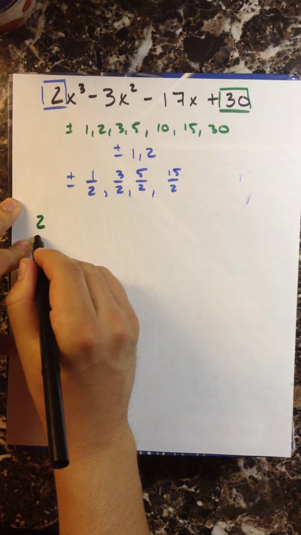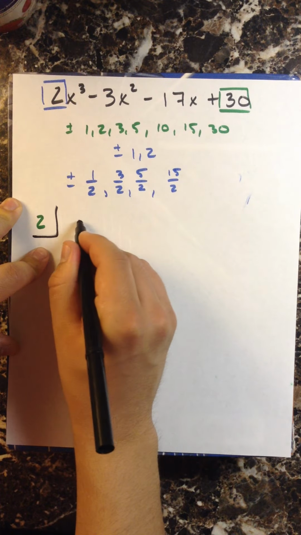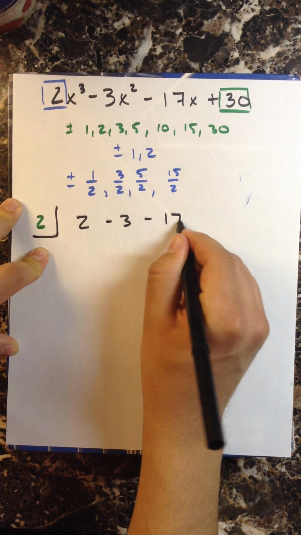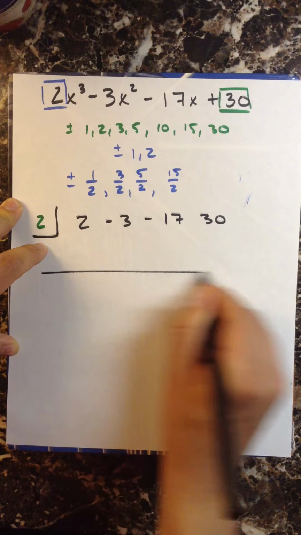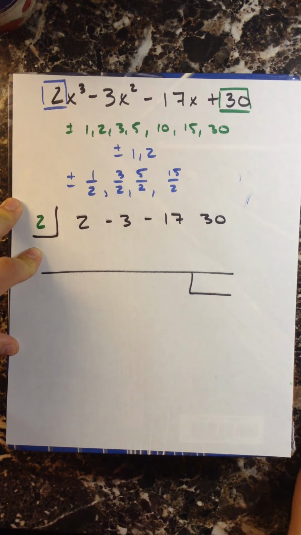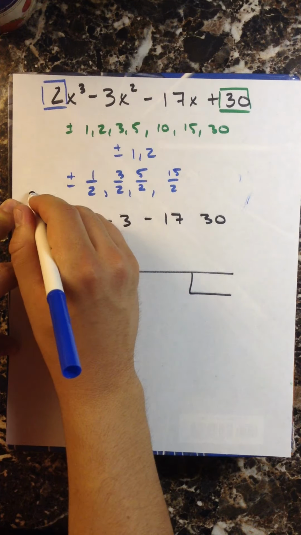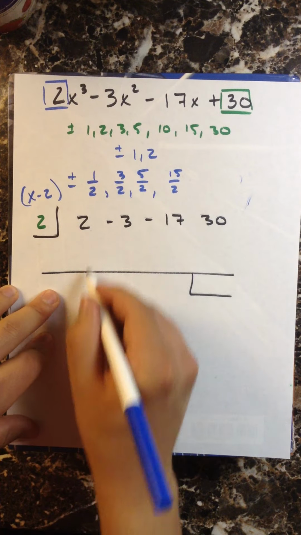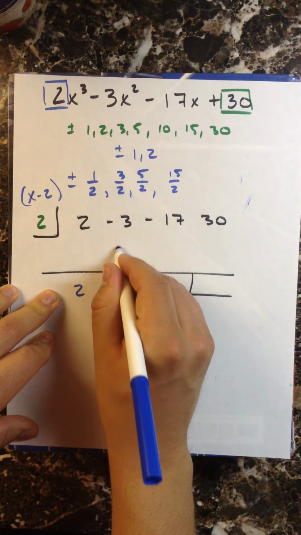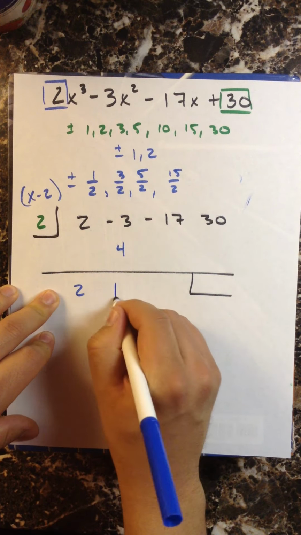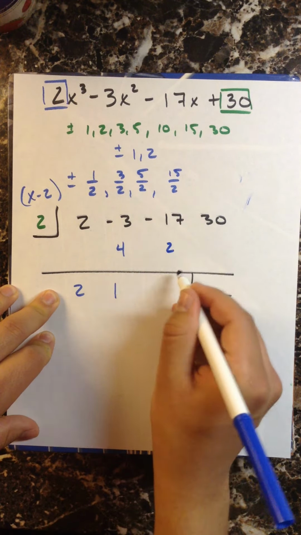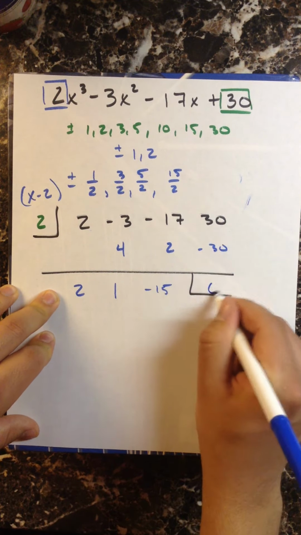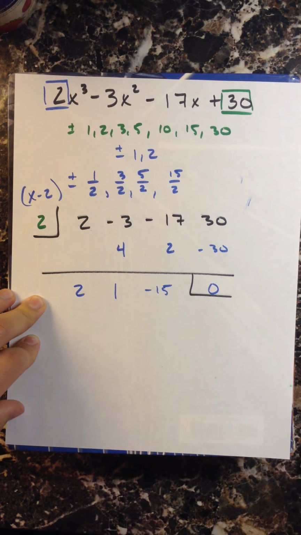So we're going to use 2, and I'm going to plug in all of our coefficients: 2, negative 3, negative 17, and 30. Put a box for my remainder. And remember here we're not looking at x plus 2, we're looking at x minus 2 as a linear factor. And so now we're just going to run through it. So pull the 2 down, multiply, you get 4, add them together, you get 1, multiply, you get 2, add them together, you get negative 15, multiply, you get negative 30, add, you get 0. So that one works because we got a remainder of 0.